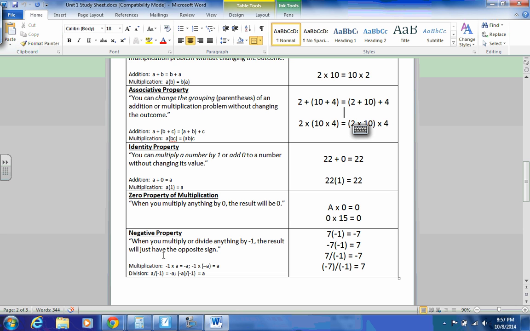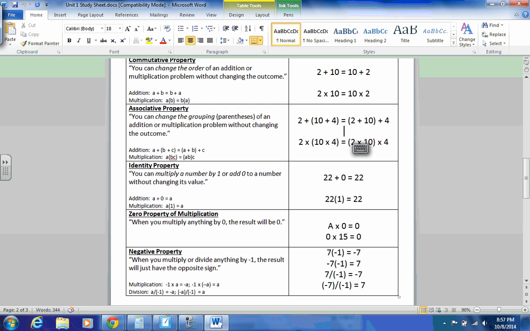The negative property says when you multiply or divide a number by -1, it just makes the result have the opposite sign. In this case, 7 was positive, and multiplying by -1 makes it a -7. And the second one, 7 was negative, so multiplying it by -1 changes the sign to +7. It works the same for division. 7 divided by -1 makes it a -7. -7 divided by -1 makes it a +7. So that's the negative property.